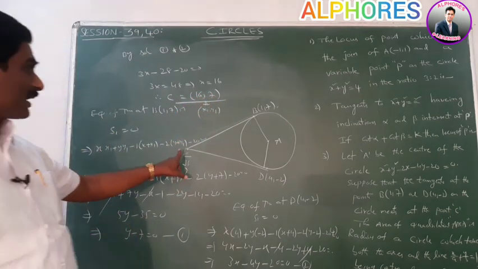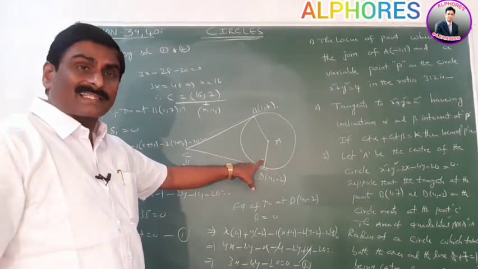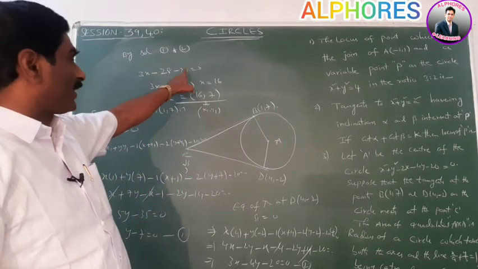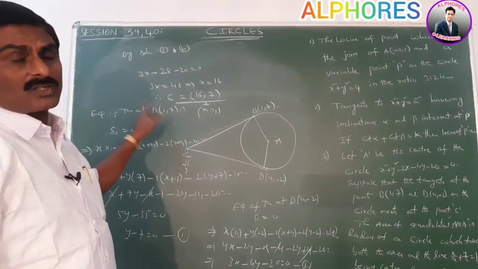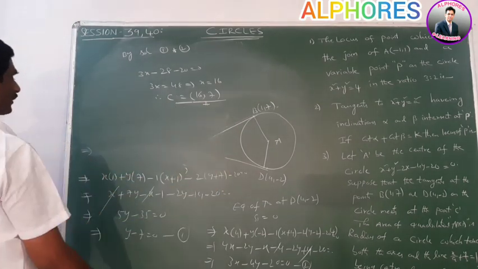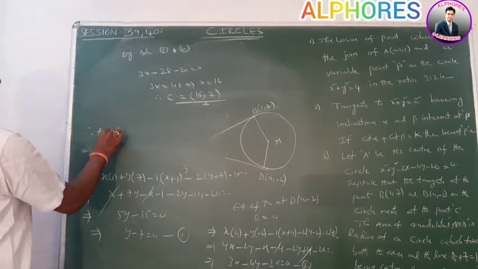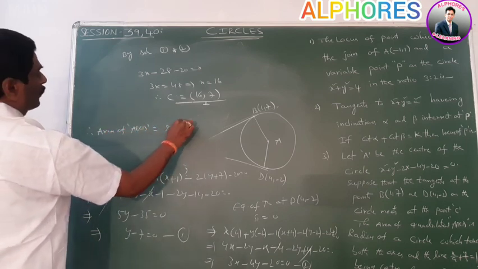The area of the quadrilateral formed by the pair of tangents at P(x1, y1) with the corresponding radii is r into root s11. r is nothing but 5. Root s11 means substitute this point in the given circle, we get root s11. So, area of quadrilateral ABCD is equal to r into root s11.